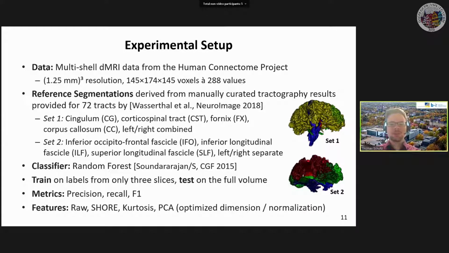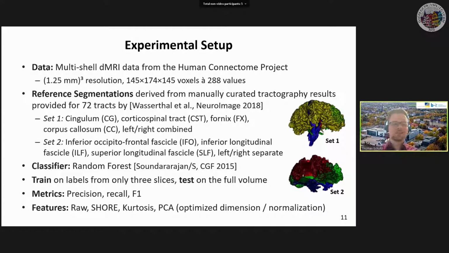But then we wanted to see whether the classifier is able to generalize from these sparse annotations to the full volume, because this also matters for the visualization in the end. In terms of metrics for the evaluation, we looked at precision, recall, and also F1, which combines precision and recall. We found that in our experiments, all of them were highly correlated. So you can find all the in-depth numbers in the paper. For the purpose of this presentation, I'm just going to show you F1 scores. Essentially, if you looked at the others, they would tell the same story.